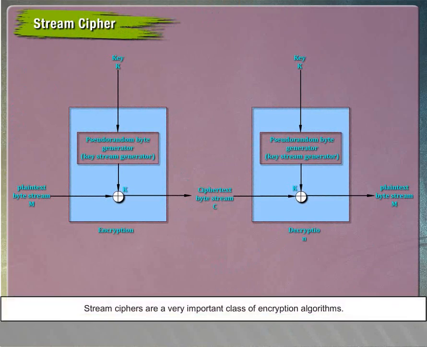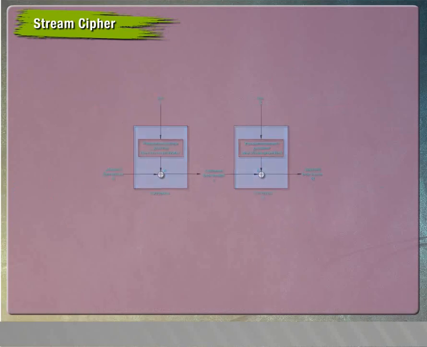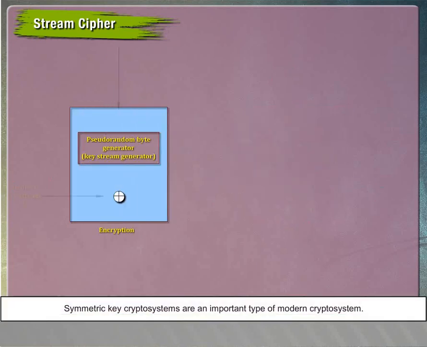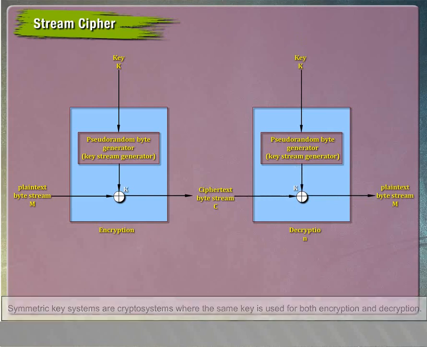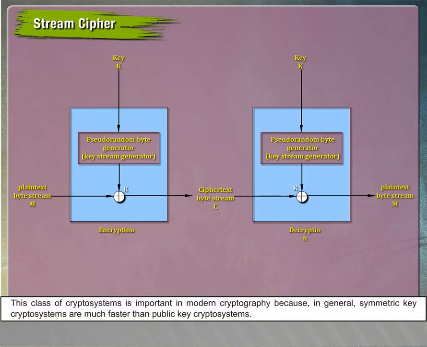Stream ciphers are a very important class of encryption algorithms. Symmetric key crypto systems are an important type of modern crypto system. Symmetric key systems are crypto systems where the same key is used for both encryption and decryption. This class of crypto systems is important in modern cryptography because, in general, symmetric key crypto systems are much faster than public key crypto systems.